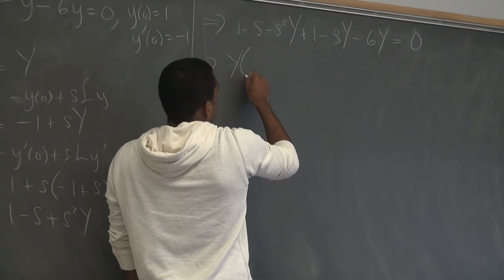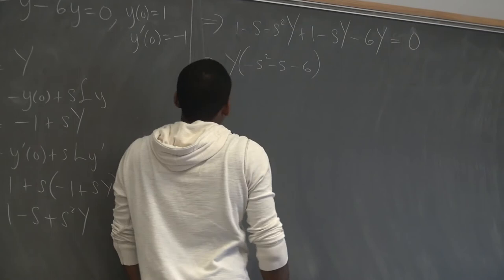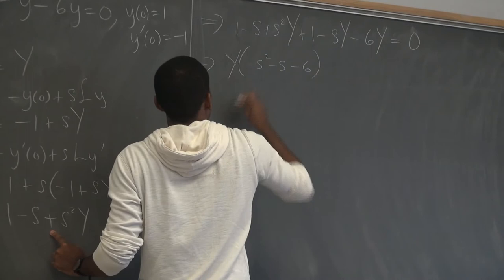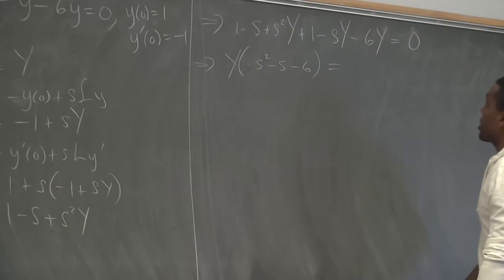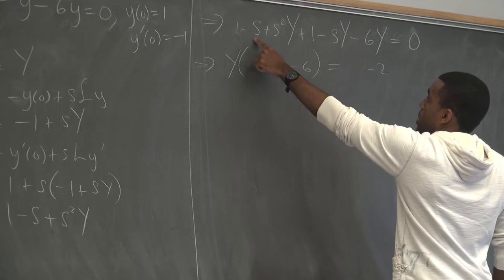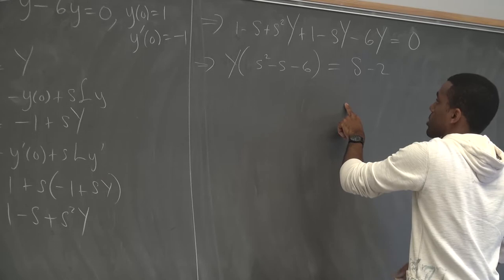You can always factor out the Y, right? You're going to have Y times minus s squared minus s minus 6. This is a plus. Then on the other side, the other guys I can take to the other side. This is going to be 1 plus 1 is 2. Bring it over, it's a minus 2. Here was a minus s. Bring it over, it's an s. And that's it, right? Then you divide.